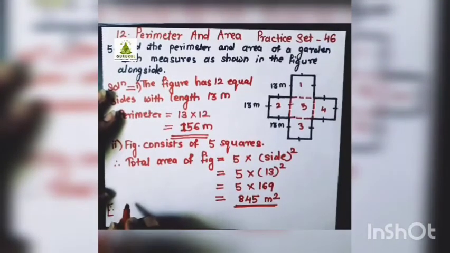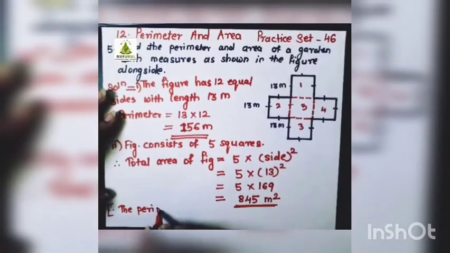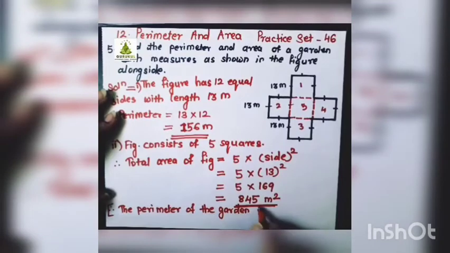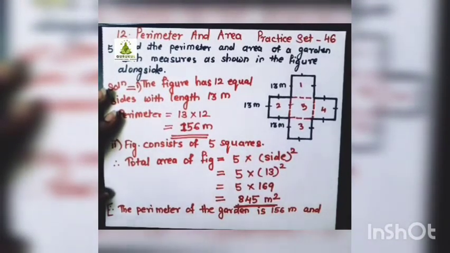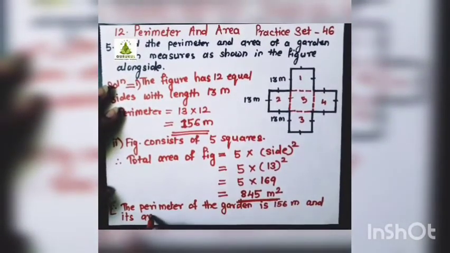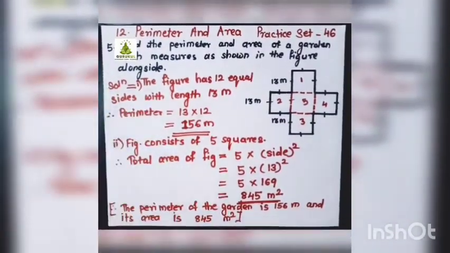Therefore the perimeter of the garden is 156 meters and its area is 845 meters square. This is the final answer for this question.